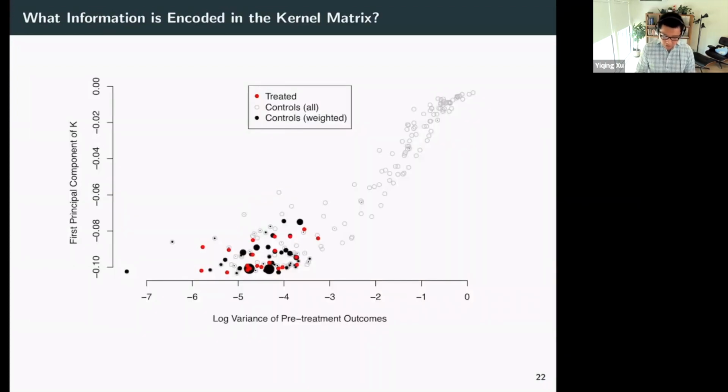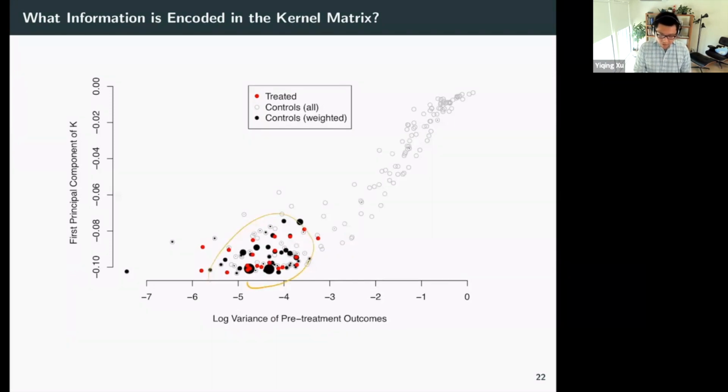Here is a figure to show what kind of information is encoded in the kernel matrix. The x-axis is the log variance of the pre-treatment outcome. The y-axis is the first principal component of the kernel matrix. And as you can see, the treated units all have pretty low principal components of the K, and the variance is also pretty low. The variance for the red dots is pretty low.